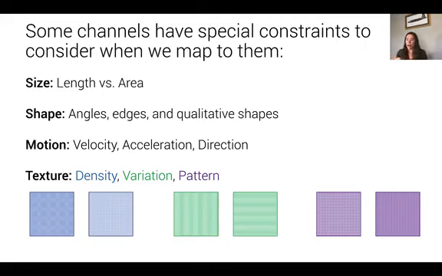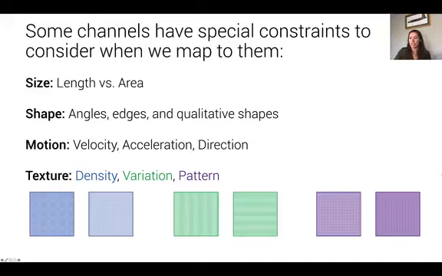We can also map using texture. Texture tends to be an encoding that emerges from the sheer construction of our visualization itself. So when we're looking at texture, much like motion, we have a number of different attributes of our texture that we can choose to map to data. In particular, three of the most common are density, variation, and pattern.